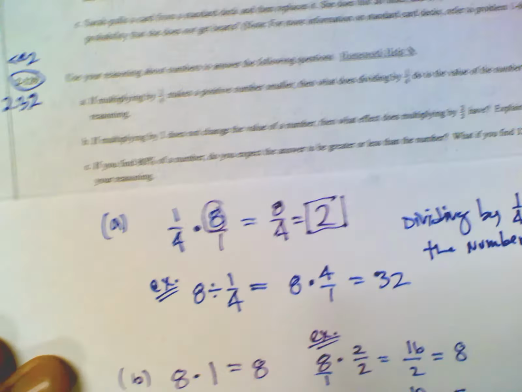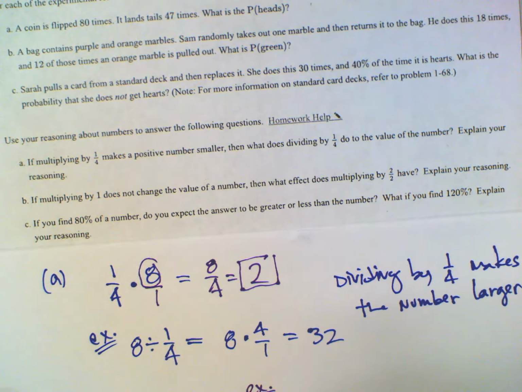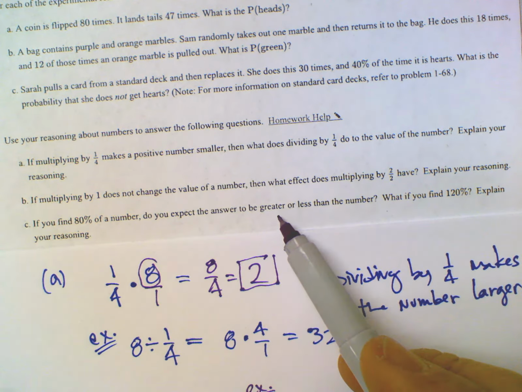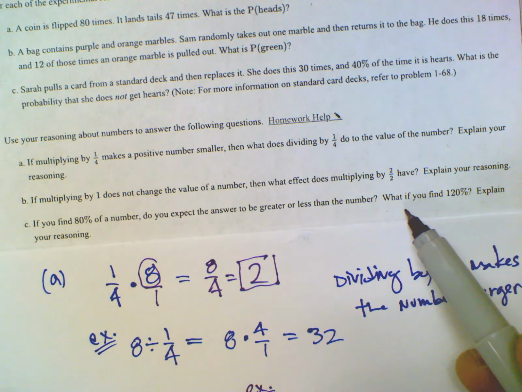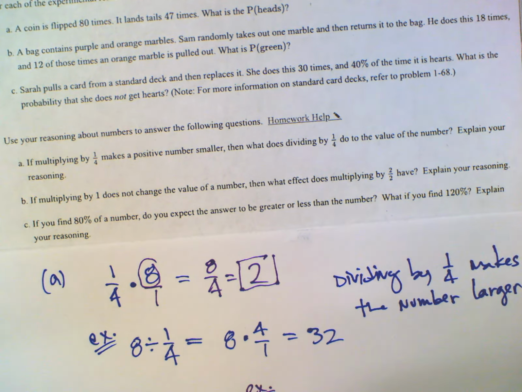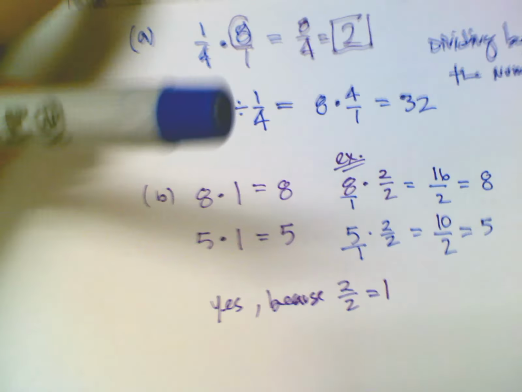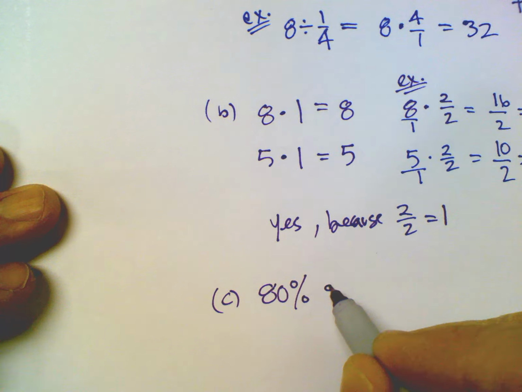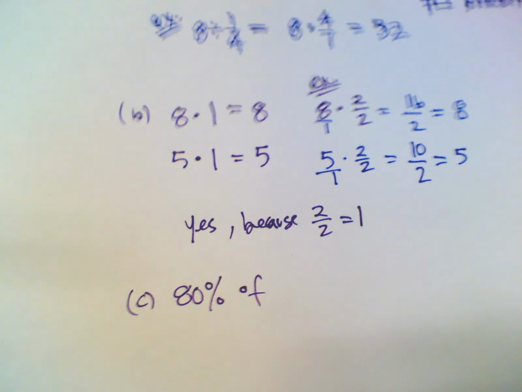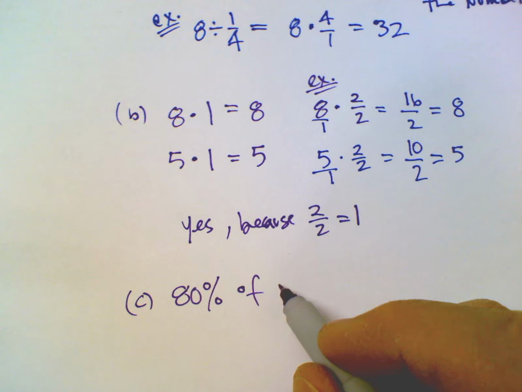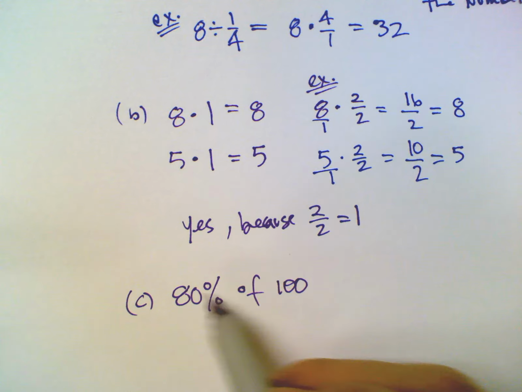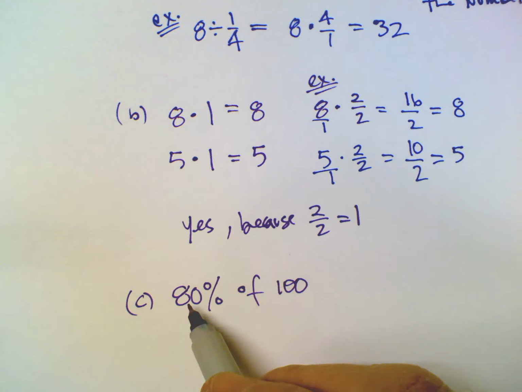So C, last one. C says, if you find 80% of a number, do you expect the answer to be greater or less than the number? What if you find 120%? Explain your reasoning. So 80% of a number, let's say a number being 100, 80% of 100.